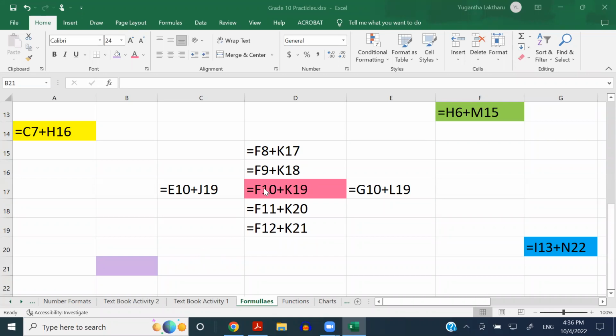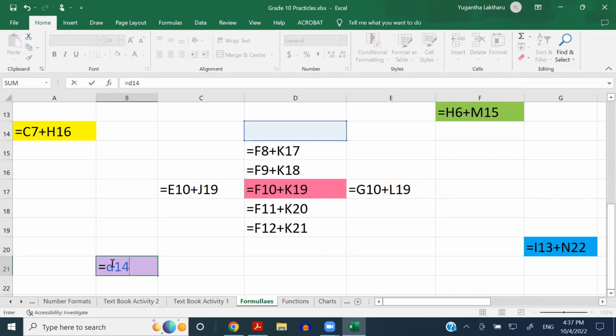So what could happen? Mihini, yes, that's correct. Well done. So F10 will become E10. Sanushi, that is correct. Very good. And this becomes D10, and it's moving downwards. So D10, D11, D12, D13, and D14 over here. So equals D14.